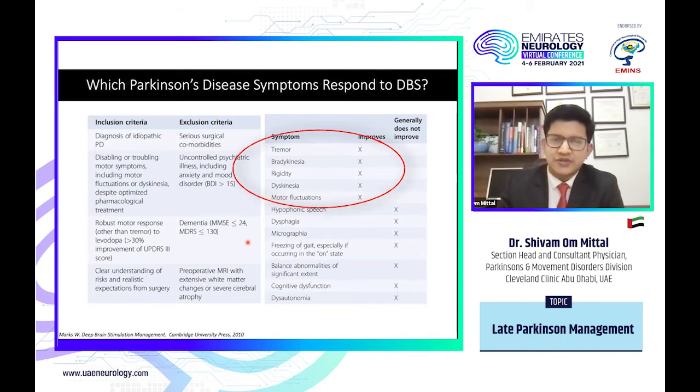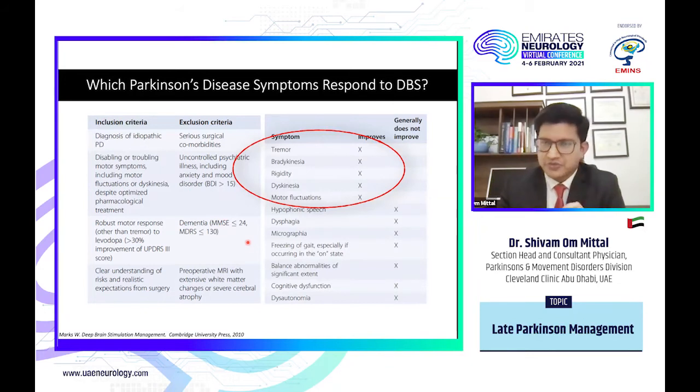The symptoms which do not get better from DBS are the swallowing difficulties, the balance issues, the cognitive dysfunction, and dysautonomia. It is very important because this is a very common question asked in the clinic: doctor, I'm having a lot of falls, and I'm having a lot of memory issues, or my blood pressure is falling too much when I'm standing. Will this get better with DBS?